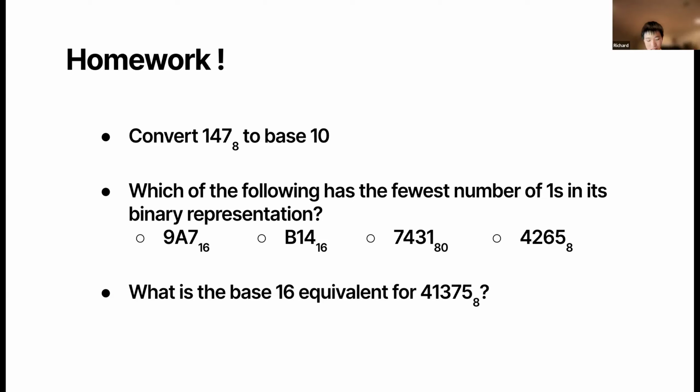Very good. So let me just repeat what she said. So 147 in base 8 can be rewritten as 7 plus 4 times 8 plus 1 times 64, and that gives you 103. So very good. How about question 2? Which of the following has the fewest number of ones in its binary representation? Did anyone do this question?